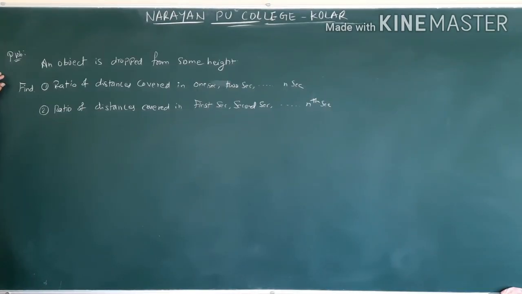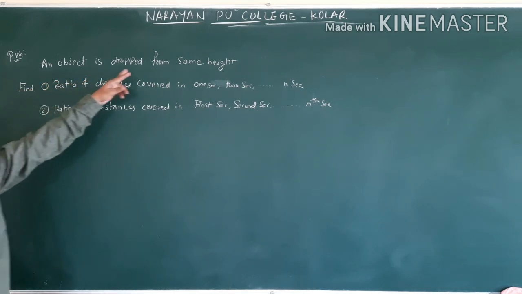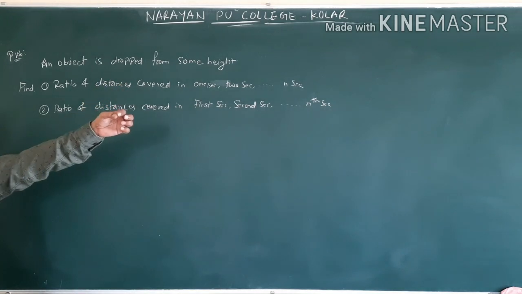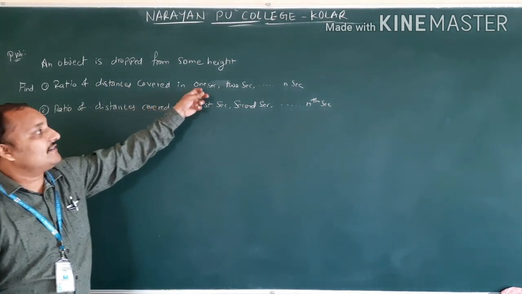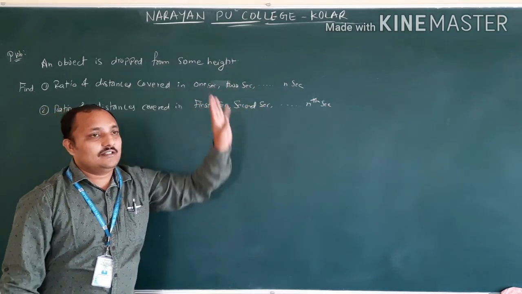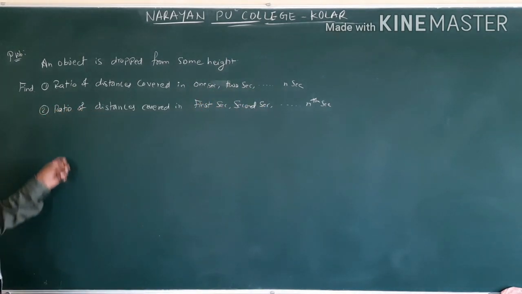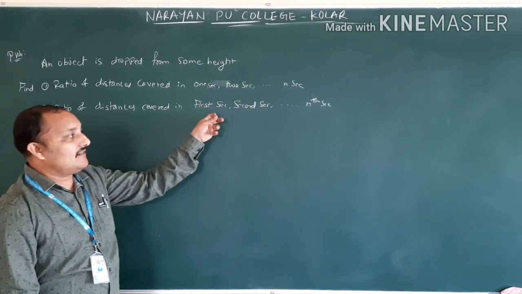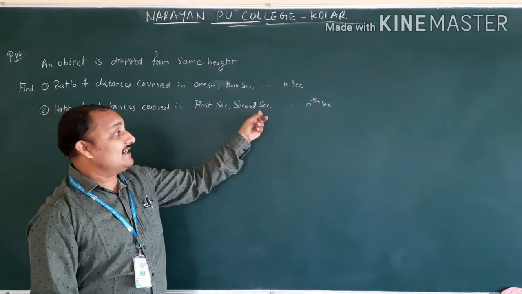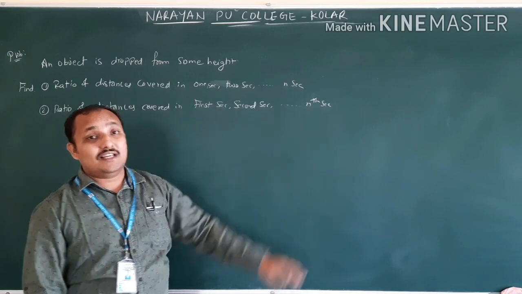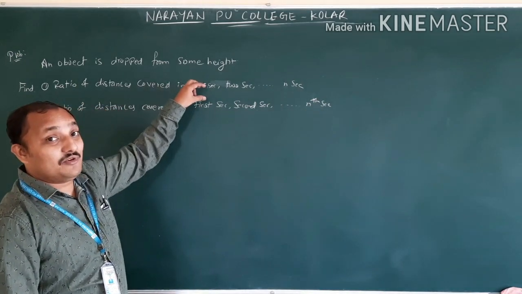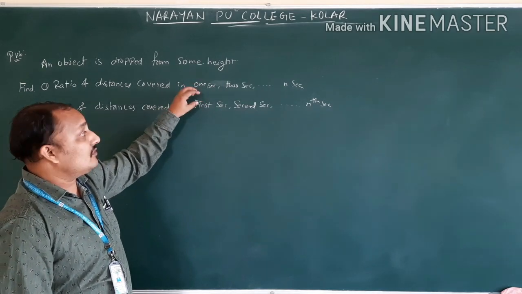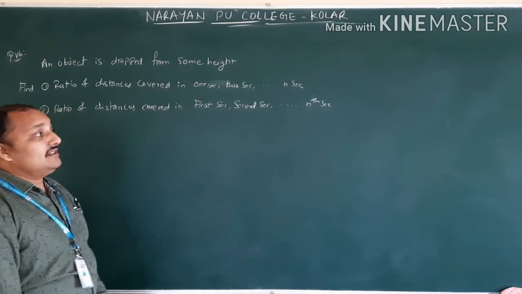See the next problem. This will be helpful for competitive exams. An object is dropped from a certain height. They are asking to find the ratio of distances covered in 1 second, 2 seconds, 3 seconds, and so on, n seconds. And also find the ratio of distances covered in the first second, second second, third second, and so on, nth second. By seeing this, both seem to be the same, you may think. Both are not the same. So much difference is there between these two.